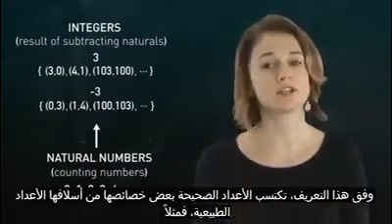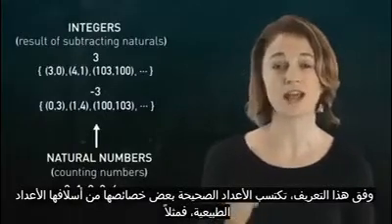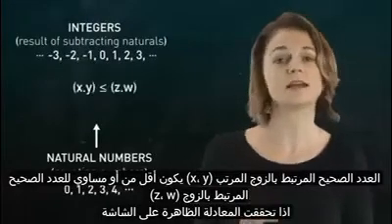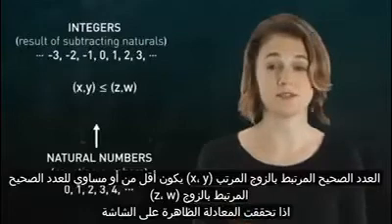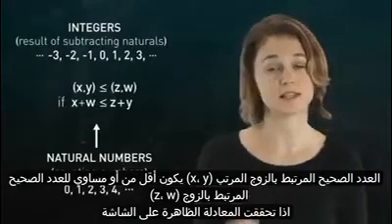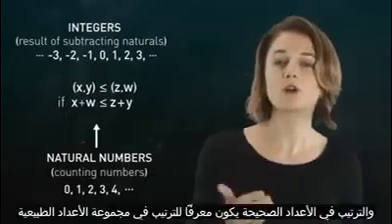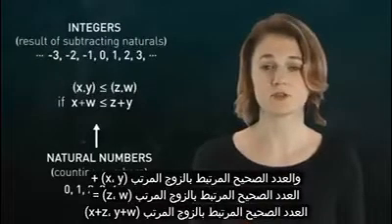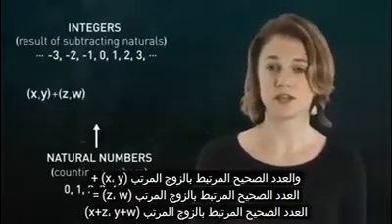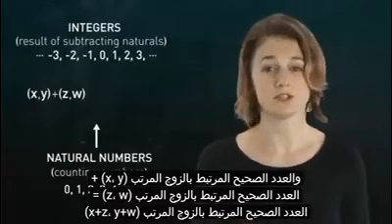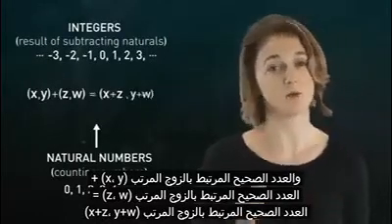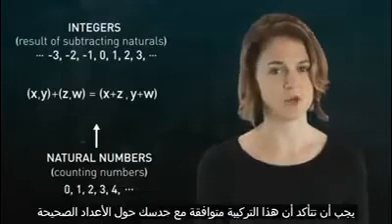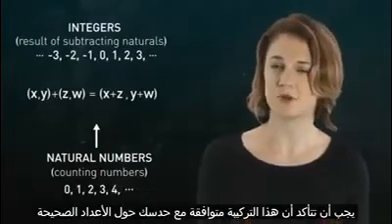Under this definition, the integers also inherit their structure and properties from the natural numbers. For example, the integer associated with (x,y) is less than or equal to the integer associated with (z,w) if x plus w is less than or equal to z plus y. The order on the integers is defined using the order on the natural numbers. And the integer associated with (x,y) plus the integer associated with (z,w) is equal to the integer associated with (x plus z, y plus w). Integer addition is defined using natural number addition. You should check that this structure aligns with your intuition about the integers.